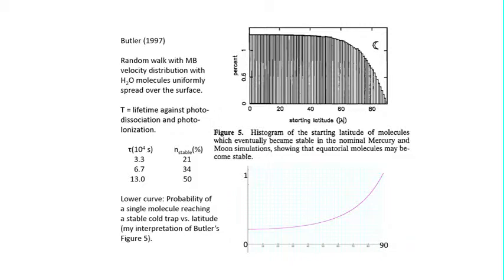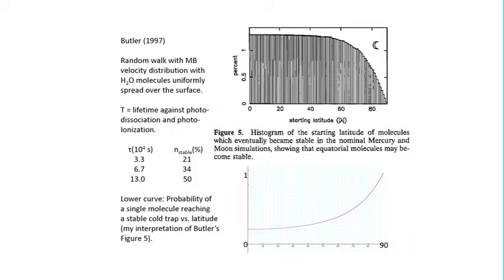Now, this is from his paper, and I really had a lot of trouble understanding this figure, so I generated my own. This is Brian's caption. This is the contribution of each latitude in 1 degree bars to the eventual buildup of molecules in the cold trap.